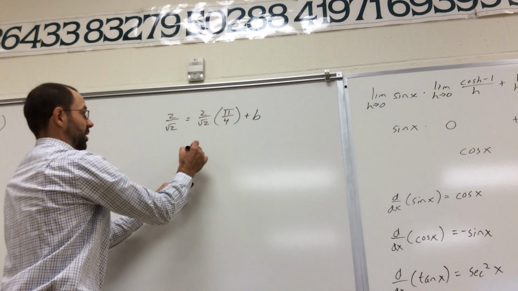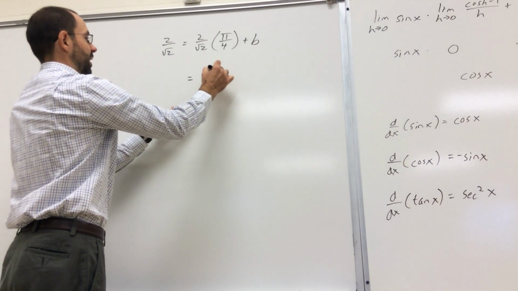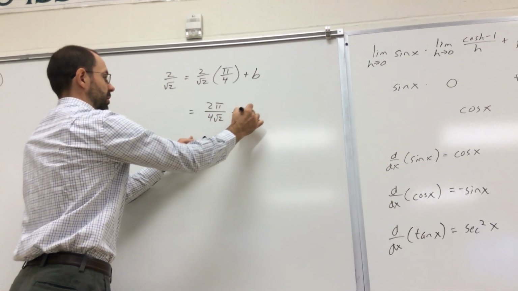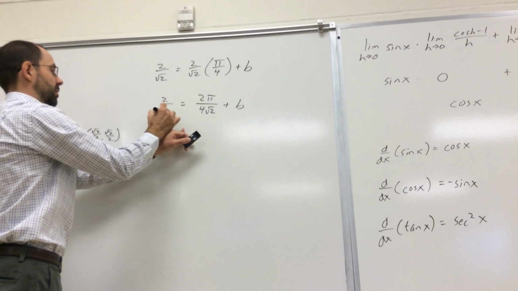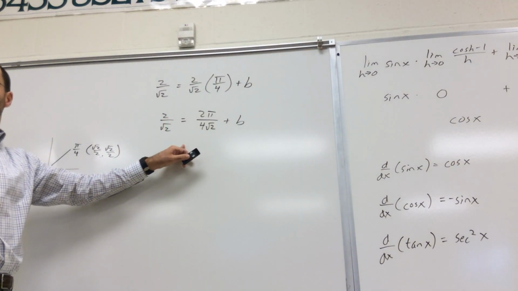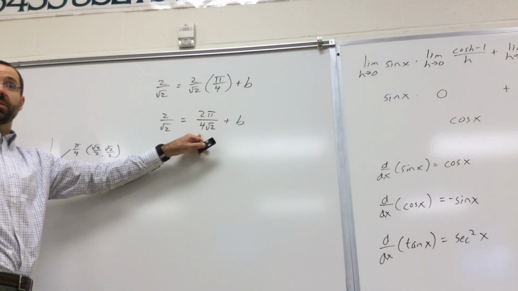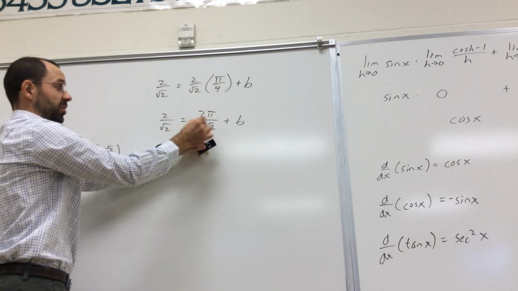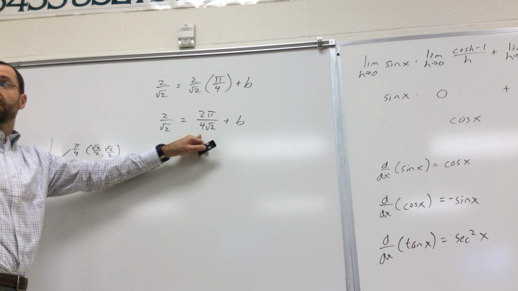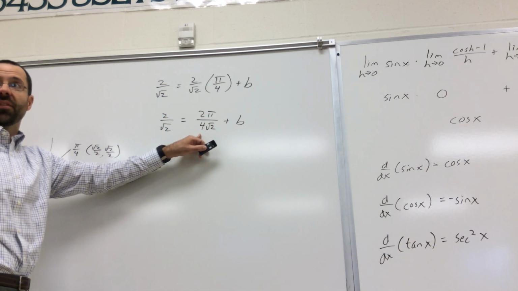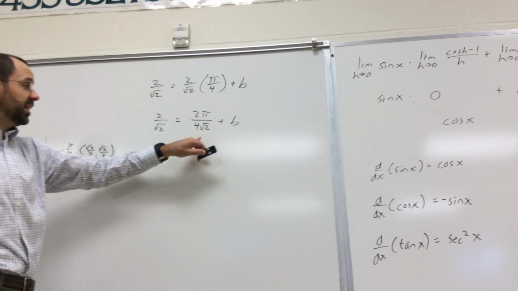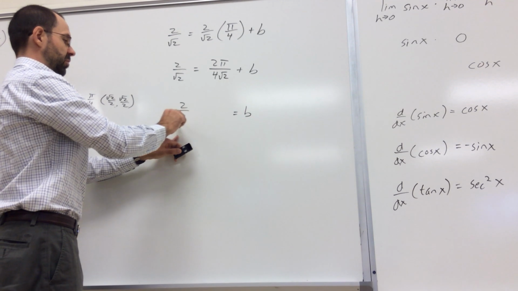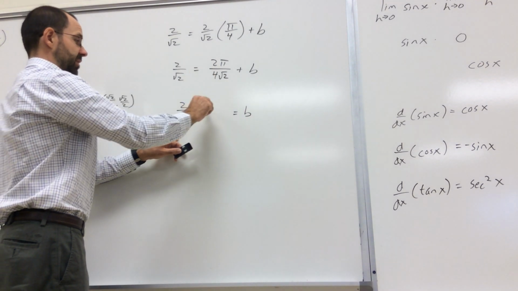So I'm going to multiply across here, and that's 2 pi times 4 root 2. So this is looking really nasty, but don't stress out about it. It's just 2 times pi, which is 2 pi, and 4 times root 2, which is 4 root 2. So really I haven't done anything. I just put them together. And then to figure out b, I can just subtract that to the other side. So b is 2 root 2 minus that mess.